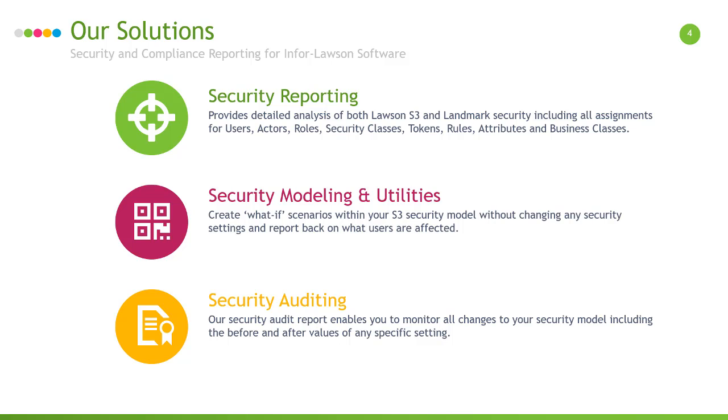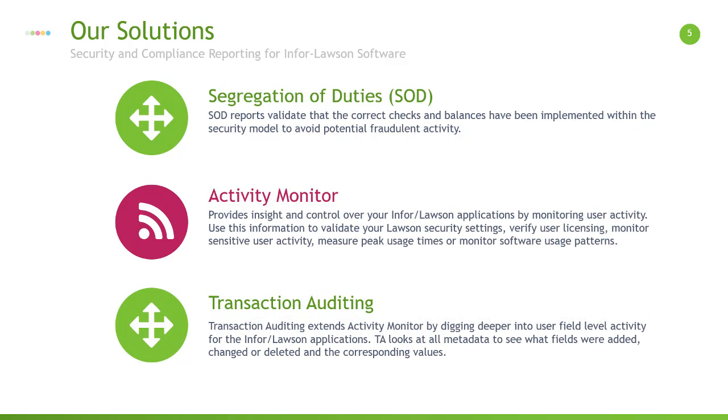Then on the security auditing side, we're looking at and tracking changes to the security model. So again, S3 or Landmark, any changes made to security at the user role level and all the way down to individual objects. So if you make a change on a role, we want to capture those changes and actually be able to send out notifications on anything that's critical that might have been changed.